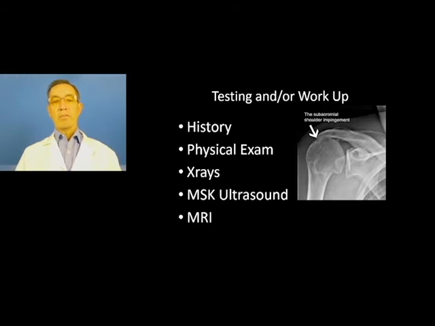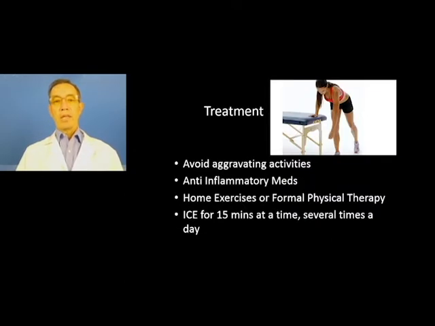A lot of times we'll, besides the history and physical, do some imaging such as x-rays, musculoskeletal ultrasound, and even an MRI. The treatment is usually to avoid aggravating activities, usually a course of anti-inflammatory medications such as naproxen or ibuprofen, home exercises, or even formal physical therapy, and they may want to use ice at night for say 15 minutes several times a day.